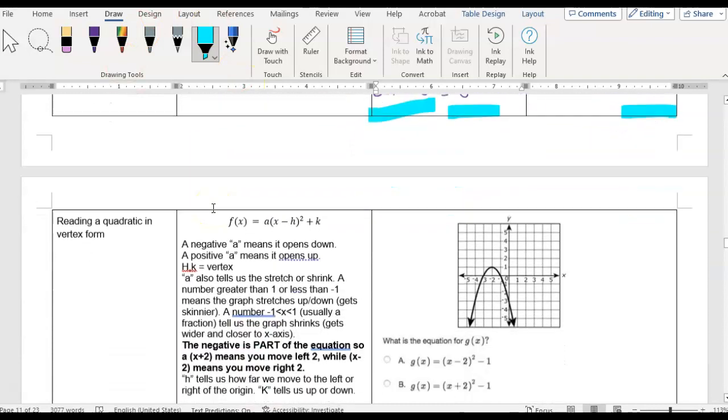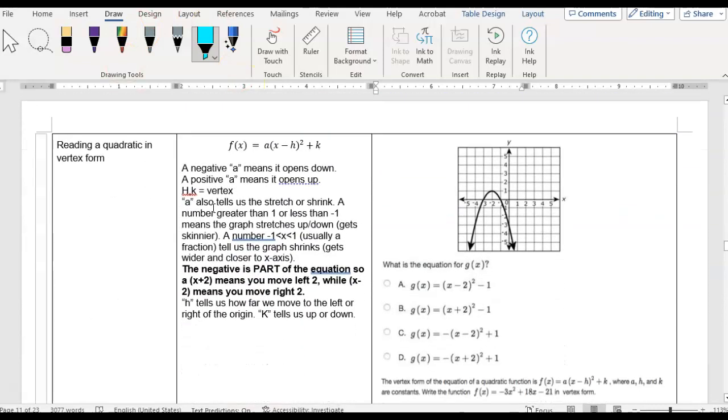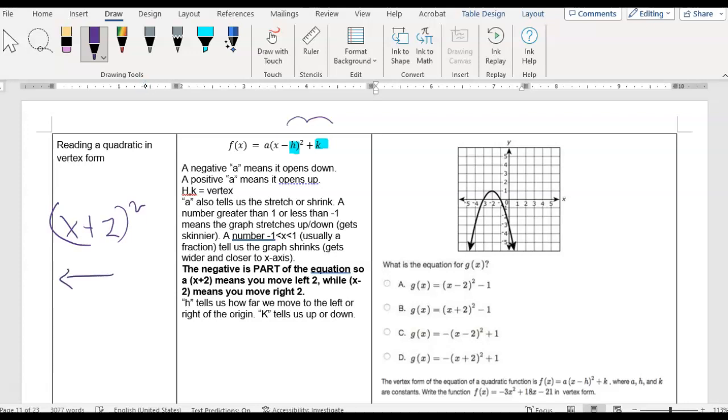Okay. All right. Moving into reading a quadratic in vertex form. So remember, vertex form gives us h and k that are the vertex, h comma k. Remember that the negative is part of the equation, so if it is x minus h, it's actually going to move to the right, and if it were x plus 2, for example, it would move to the left 2 units.